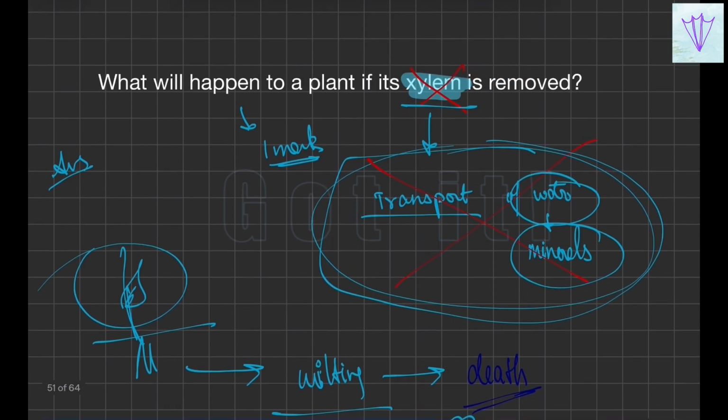So this is how you can write your answer. If a plant's xylem is removed, the plant will lose its ability to transport water and minerals from the roots to the leaves, leading it to wilt and eventually die because the tissues will not receive necessary nutrients and water.